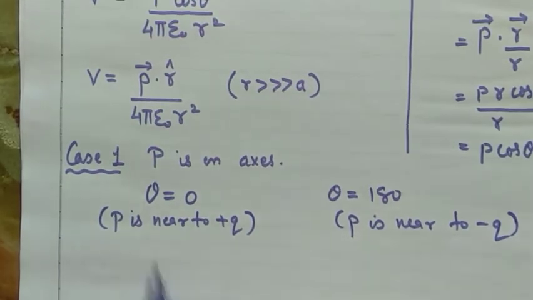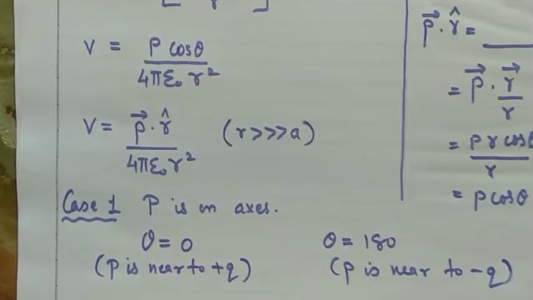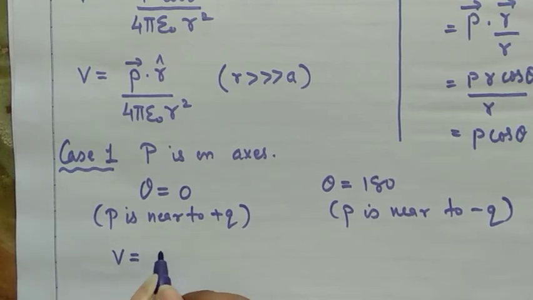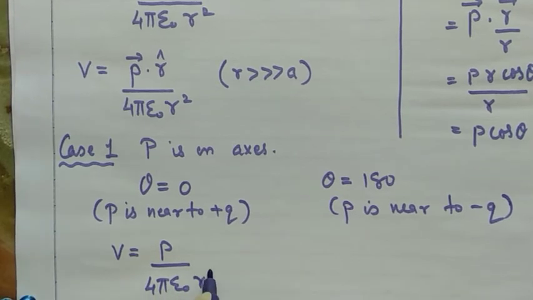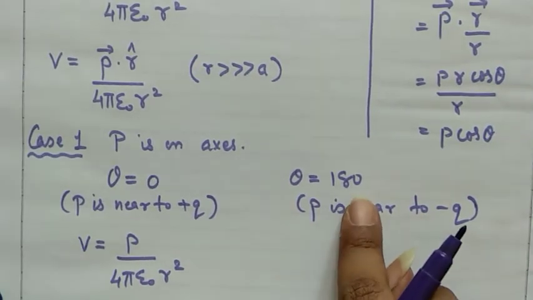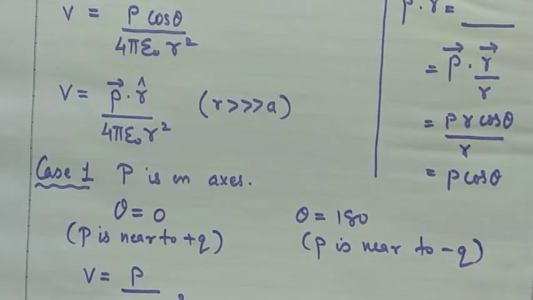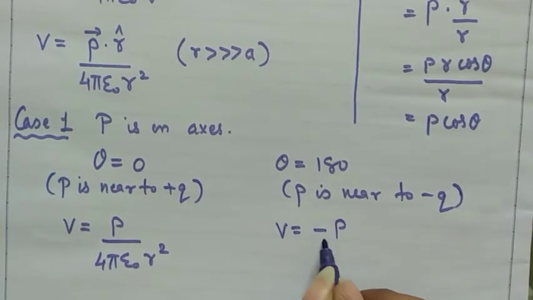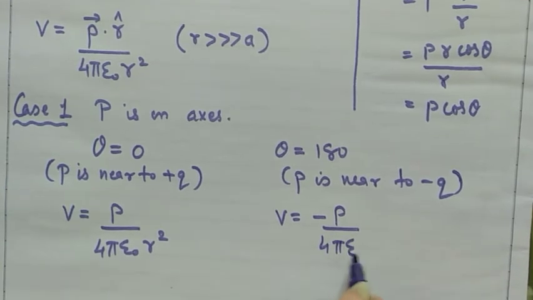So what will happen? If I substitute here theta is equals to 0 in this equation, cos 0 is equals to 1. So what potential I'll obtain? V is equals to P upon 4 pi epsilon naught r square. If I substitute theta is equals to 180 in this equation, then cos 180 is equals to minus 1. So what potential I'll obtain is V is equals to minus P upon 4 pi epsilon naught r square.